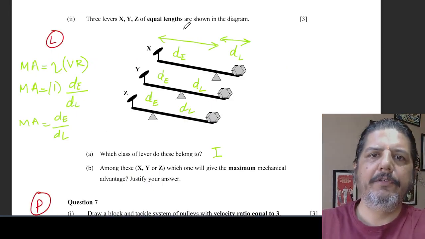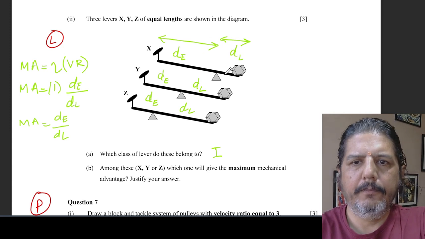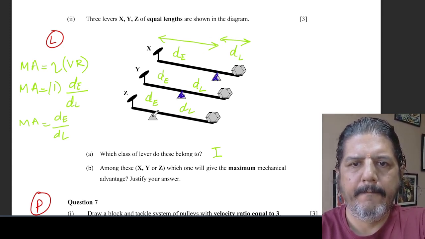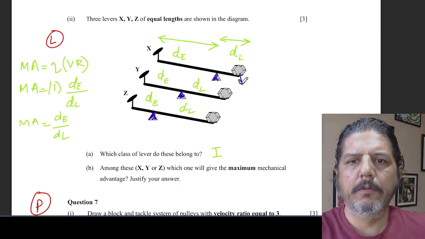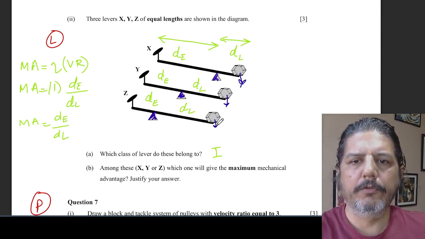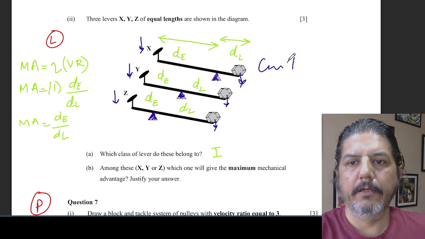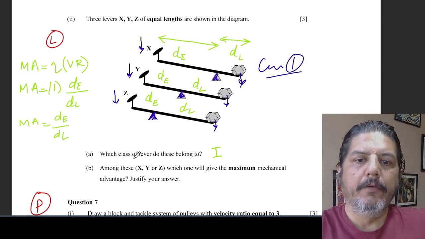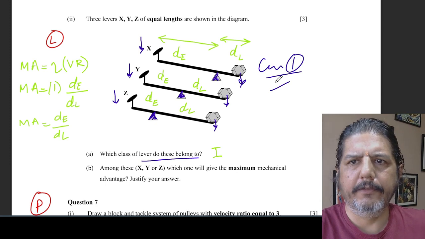So three levers X, Y, Z of equal lengths are shown. This is the fulcrum. We understand that this is a load, and this would be the effort. So load and effort are on opposite sides. Which class of the lever do these belong to? So we understand that this is a class 1 lever.